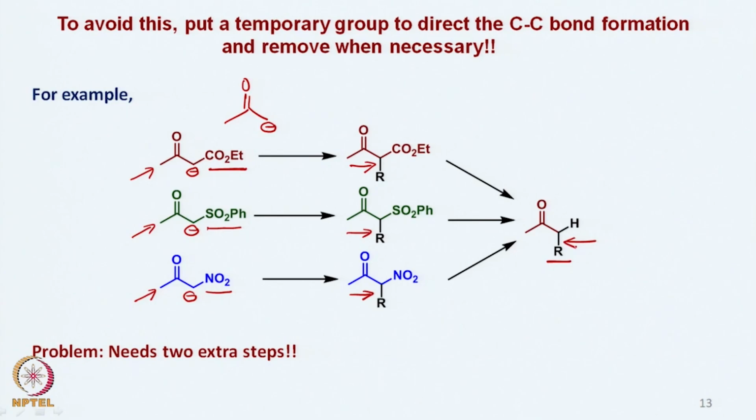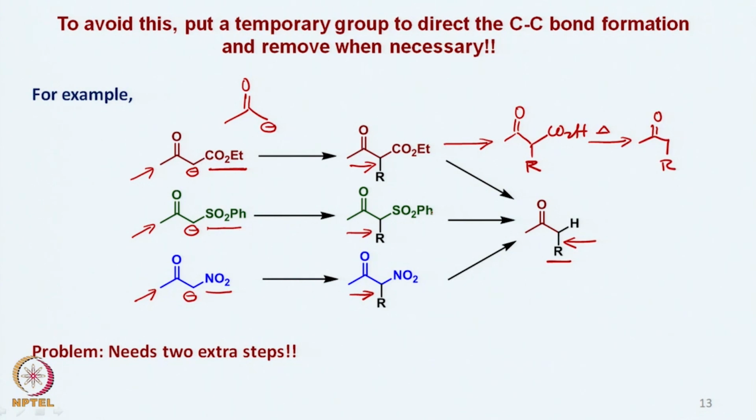But then this also of course has some negative points, that you have to introduce these groups and then remove them if they are not needed. So therefore it is somewhat inconvenient. As you can see, we can do the hydrolysis of the ester under basic conditions or under acidic conditions, and once we get this carboxylic acid, then we heat it, and then decarboxylation will give this particular molecule.